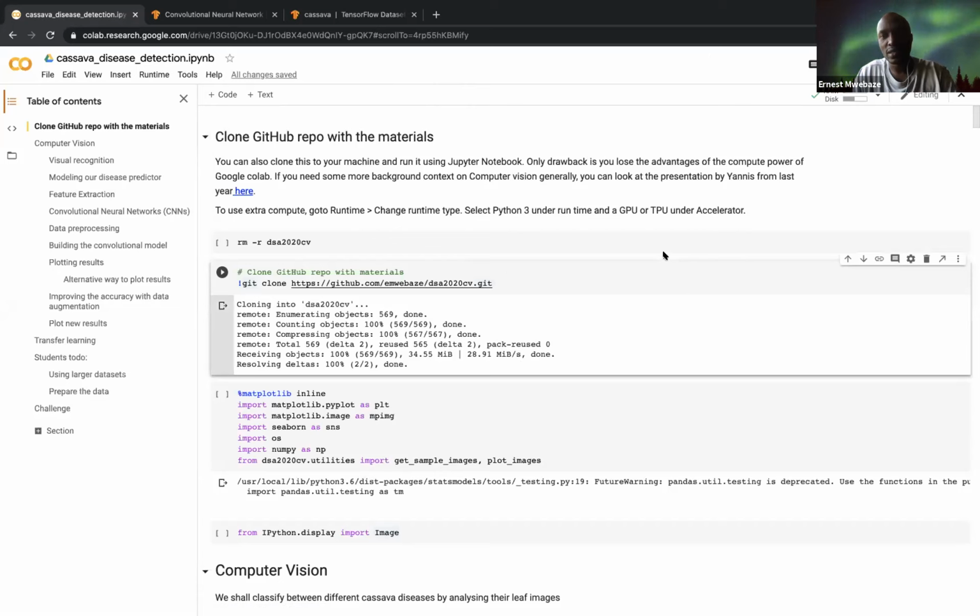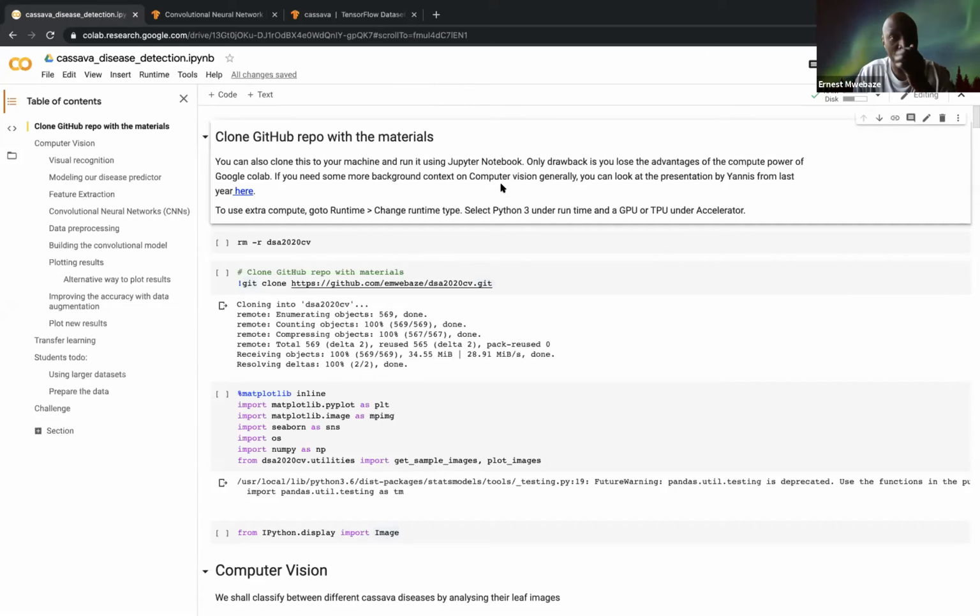Okay, so I'll begin then. The computer vision tutorial for the summer school will be one on doing cassava disease detection, or disease detection generally.